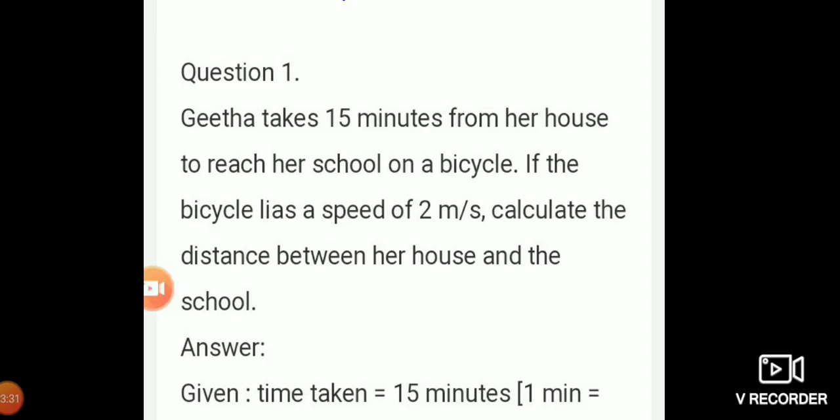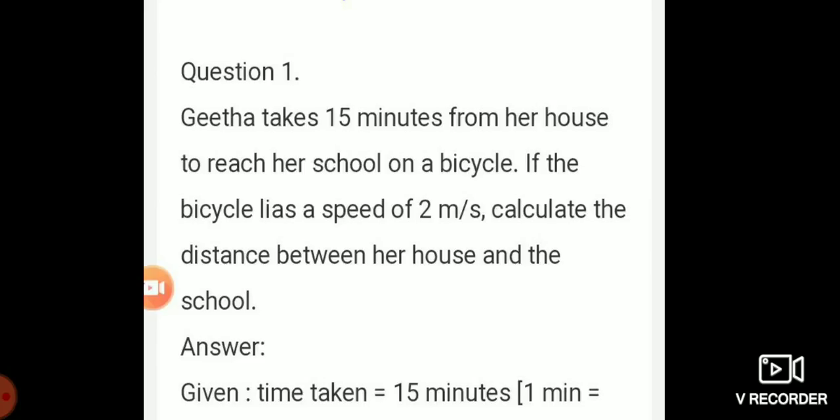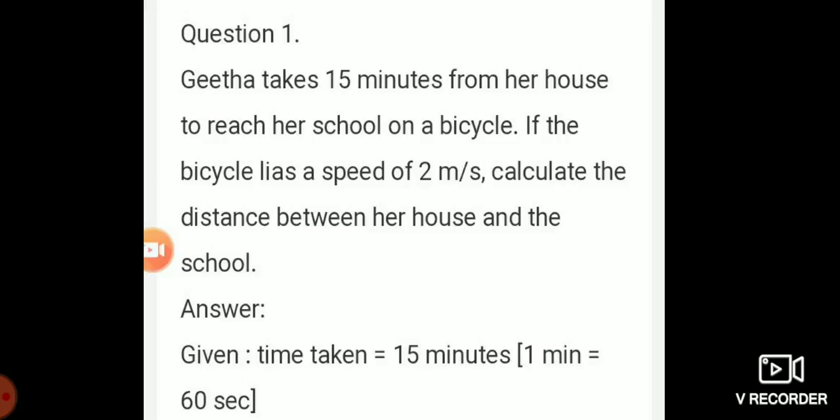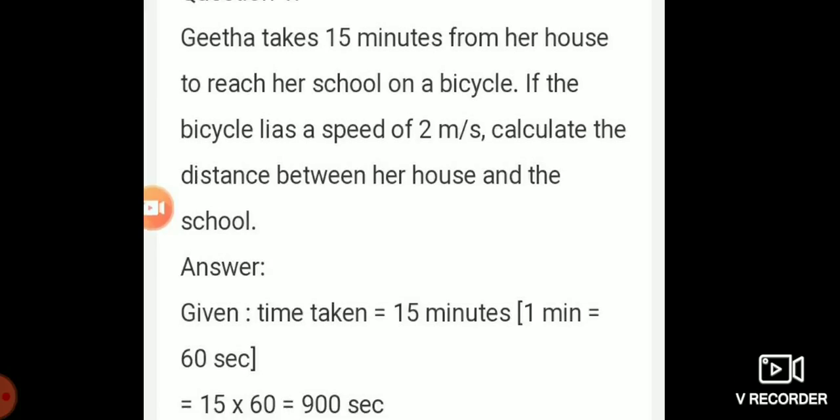Now, numerical problems. First question. Geeta takes 15 minutes from her house to reach her school on a bicycle. If the bicycle has a speed of 2 meters per second, calculate the distance between her house and the school.